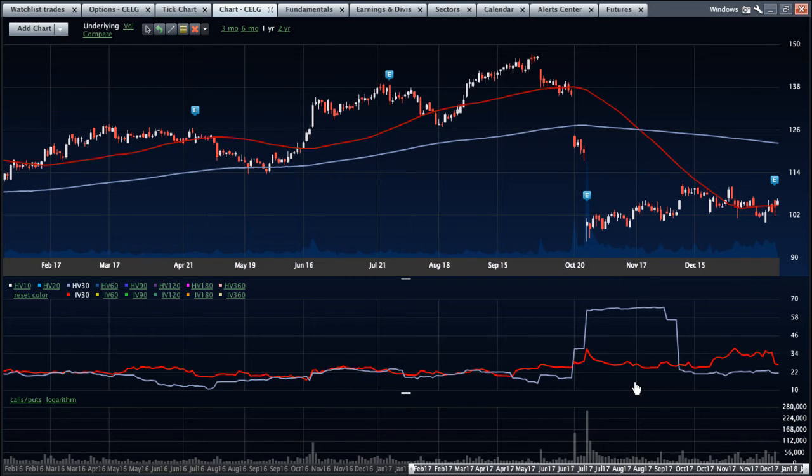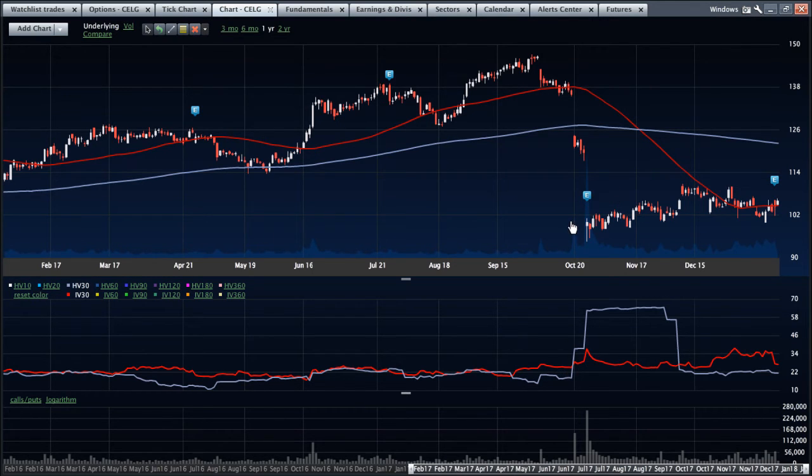So, you can see when the price dropped, volatility increased. See, the historical volatility increased. That's calculated, it's known. The red line, the implied volatility, increased as well.